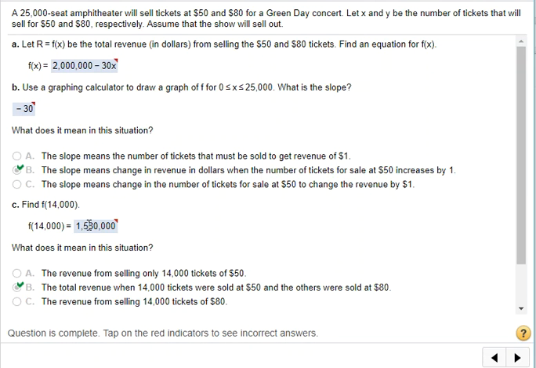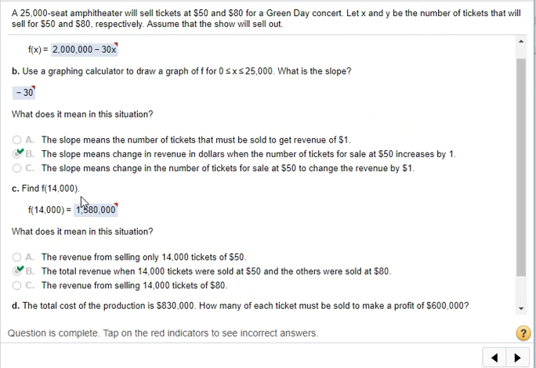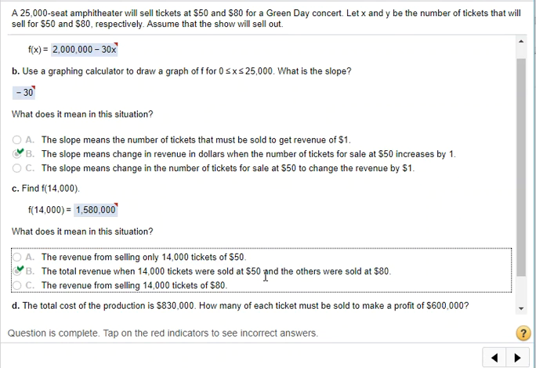And then the remaining questions here are just going to ask you to plug certain values in. So part C is going to ask you to plug 14,000 in for x, simplify, and interpret what it means. It means if you sell 14,000 tickets at $50, then the revenue would be 580,000. This sentence isn't very complete, but it tells me that 14,000 sold at $50. The others, which would be 25,000 minus 14,000, were sold at 80.